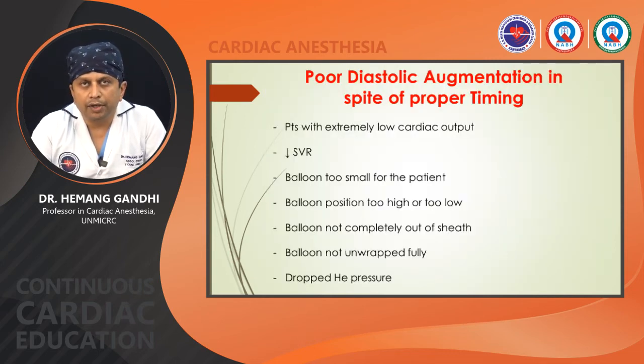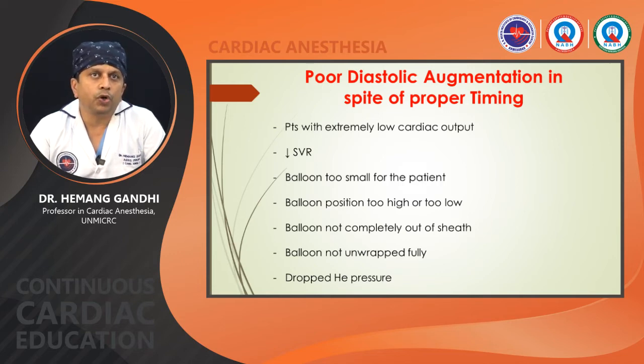Even with normal timing, if the timings are proper, working on auto, with inflation and deflation at the proper time, but still your diastolic augmentation is poor, there may be some issues. For example, the patient may have extremely low cardiac output, the patient may have a low SVR, the balloon may be too small for the patient, or the balloon position may be very high or very low, so we will not get proper augmentation. Or the balloon may not be completely out of the sheath when we use it with the sheath, or the balloon may not be fully unwrapped from its normal position, or the helium pressure may have dropped, so helium is not properly going in and out of the balloon.